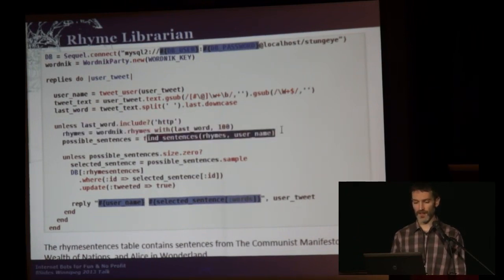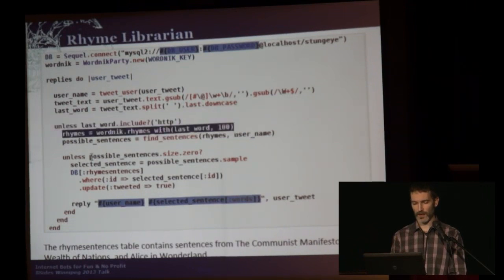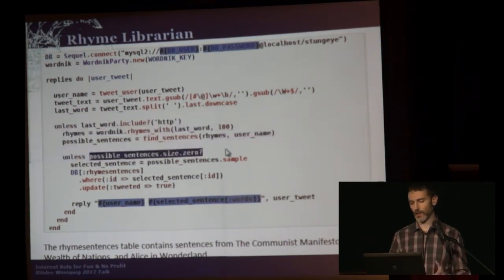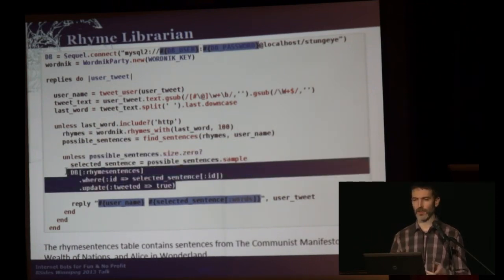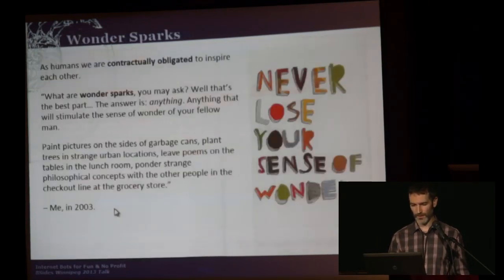Then I have this find sentences method. I'm not going to show you that. That one just goes to the database and it looks for phrases that rhyme with one of the possible rhymes returned from WordNik. And as long as the data set that it got wasn't 0, it picks a random one, sends it back to you. And it also labels it as being tweeted in the database, so it doesn't repeat its phrases ever. That's probably the most complicated bot I have so far. Abulafia is slightly more complicated as well.